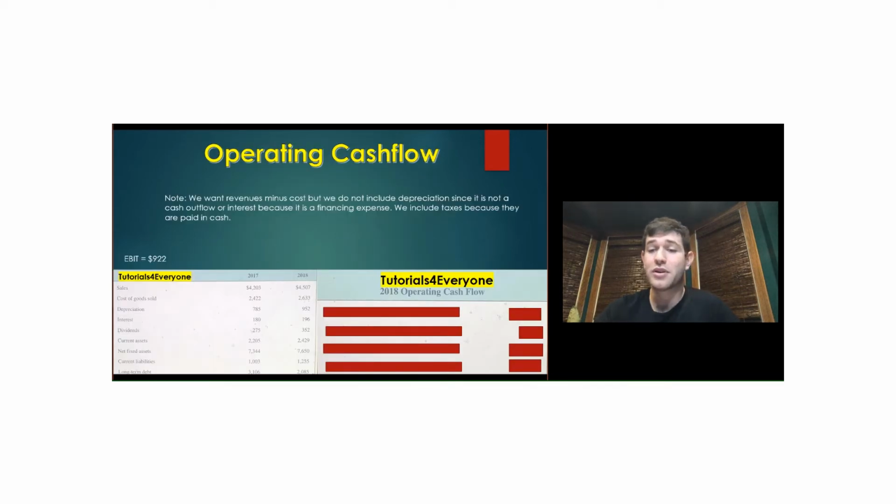If you remember in our previous example, we were given the data that's on the left, the sales, cost of goods sold, depreciation, interest, etc. When we're talking about operating cash flows, we're going to be doing the same thing as an income statement, revenues minus cost, except we're not going to include depreciation or interest. The reason is depreciation is not an outflow of cash, and interest we're going to count as a financing expense. We will, however, include taxes because taxes are paid in cash, unfortunately.